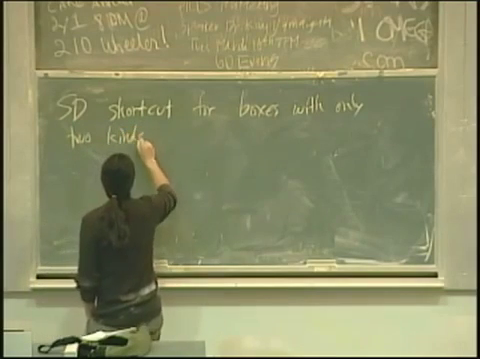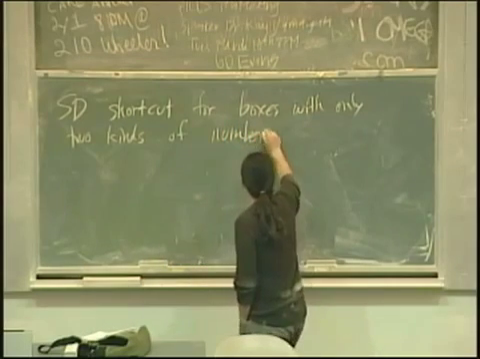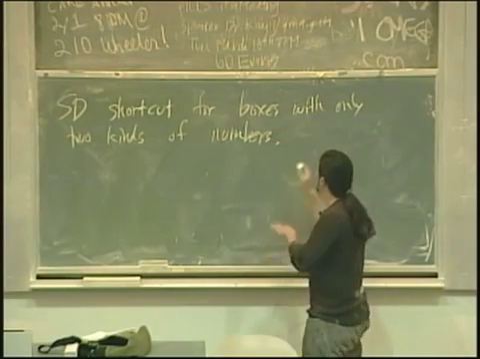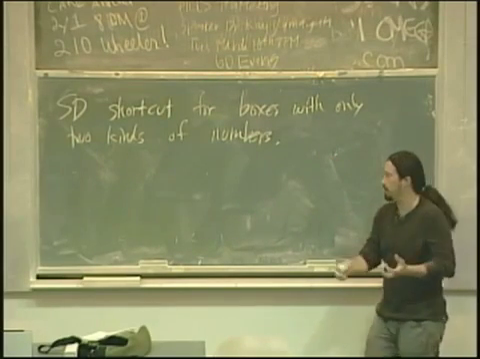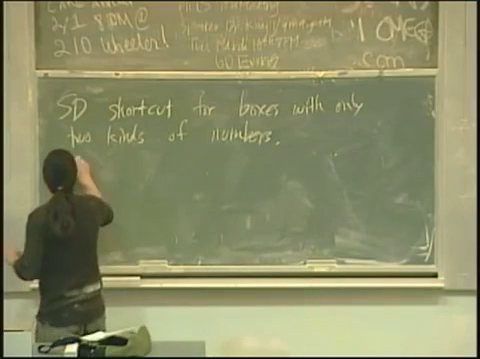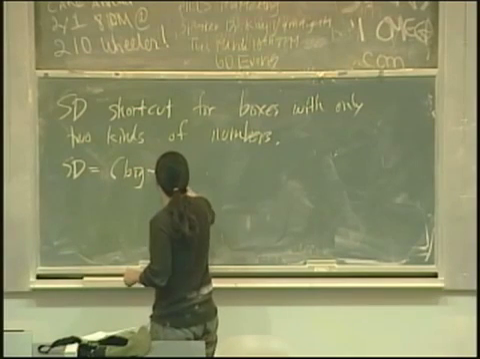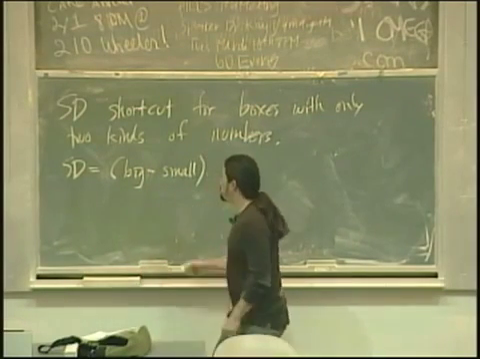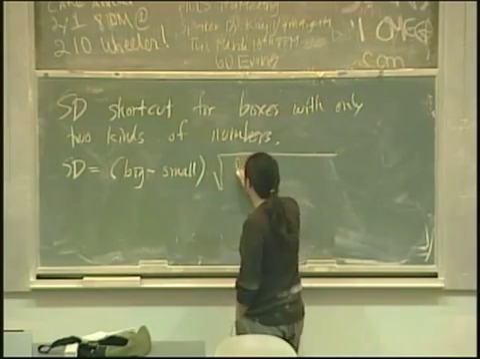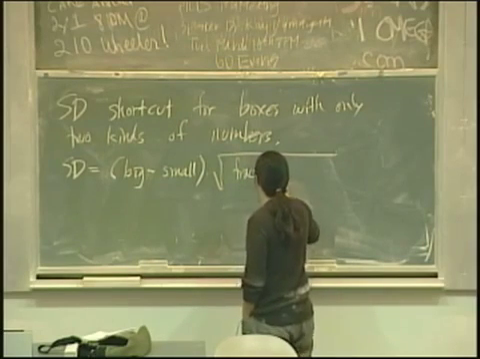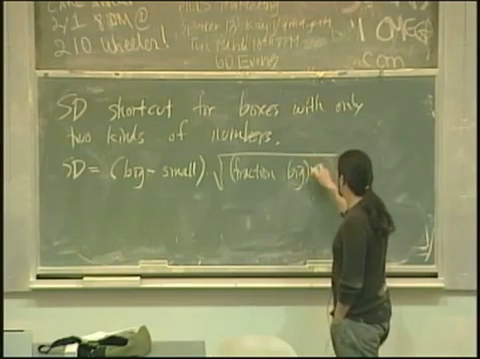Really, it works for any list of numbers that has only 2 kinds of numbers. Essentially, the tickets in the box are either one value or they're another value. And the calculation of the SD goes like this. You take the big number out of the 2, subtract the smaller number, and then multiply by the square root of the fraction of the numbers that are big times the fraction small.